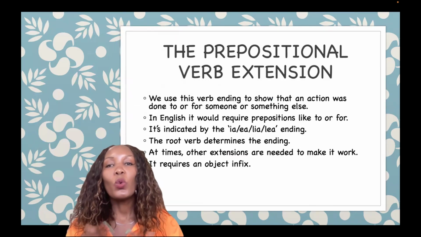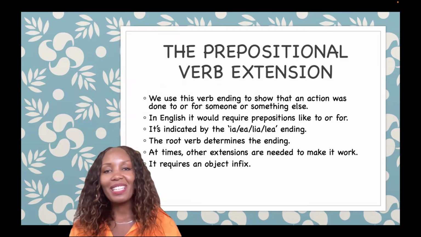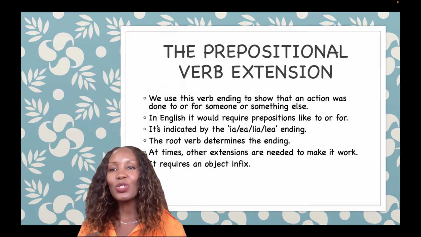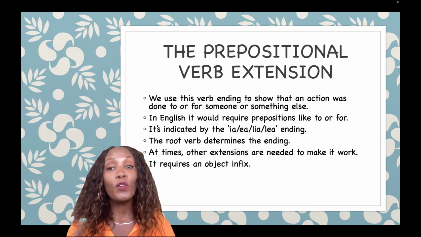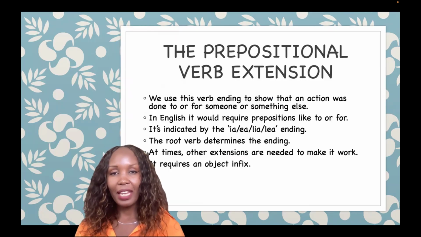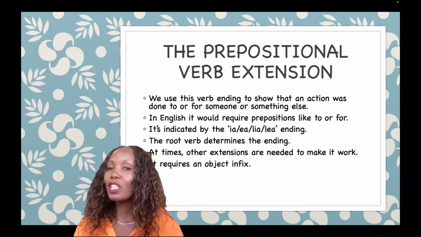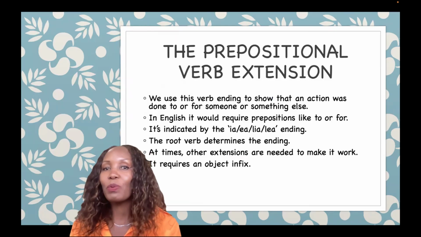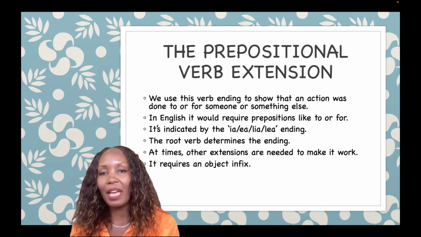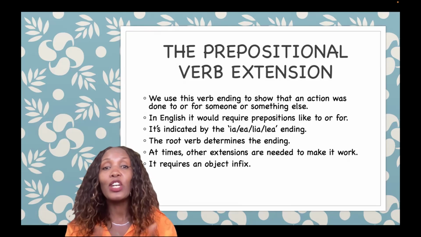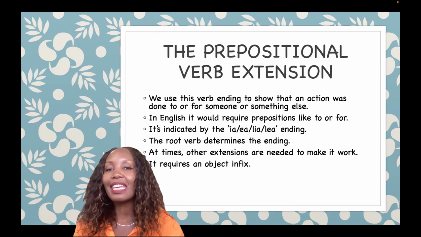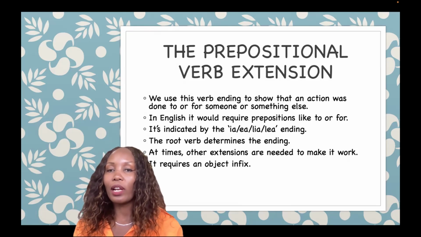All right. So when do we use prepositional verb extensions? We use this verb ending to show that an action was done to or for someone or something else. In English, we would normally use prepositions like to or for, hence the name prepositional verb extension or verb ending. As noted earlier, we indicate it by using ia, ea, lia, or lea.